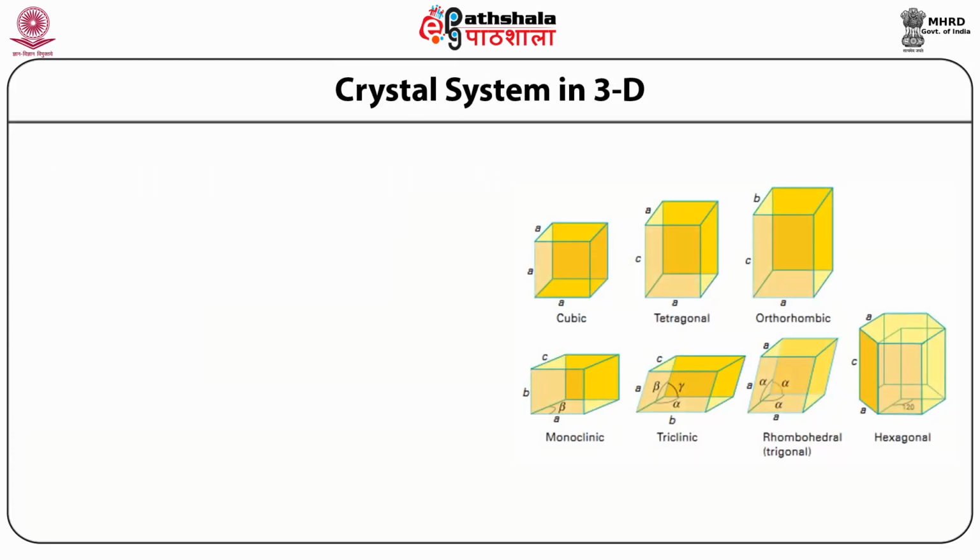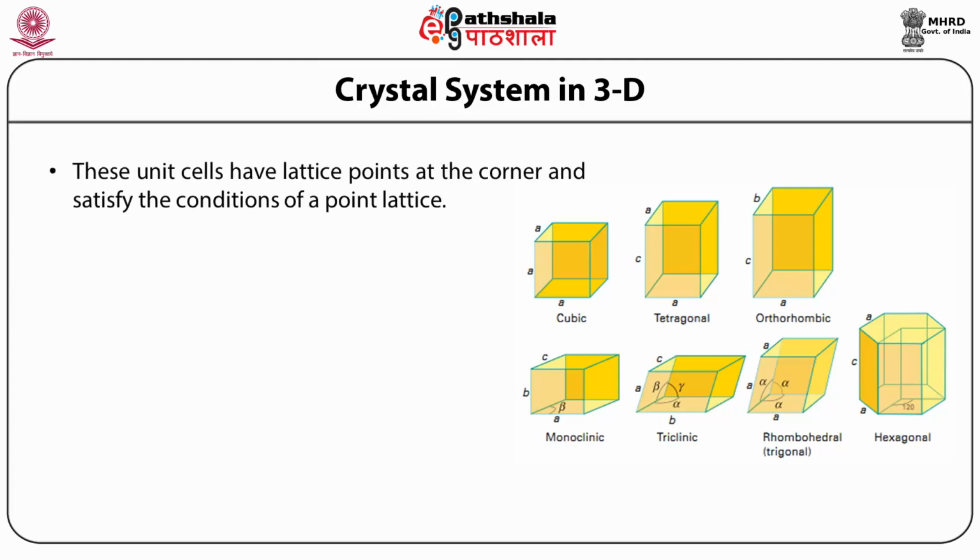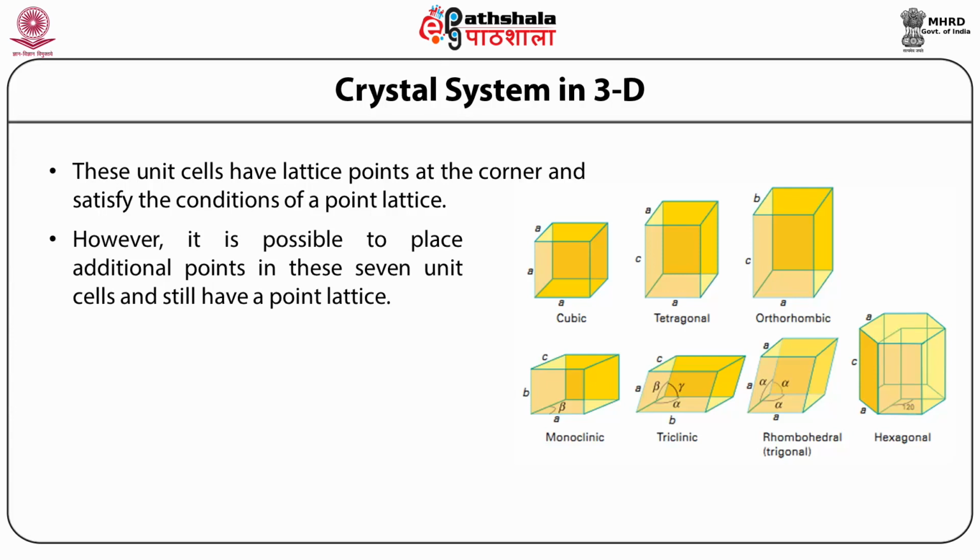As we have already discussed, the crystal systems in 3D are of 7 types, that is cubic, tetragonal, orthorhombic, monoclinic, triclinic, rhombohedral, which is also known as trigonal, and hexagonal. These unit cells have lattice points at the corner and they satisfy the conditions of a point lattice. However, it is possible to place additional points in these 7 unit cells and still have a point lattice.